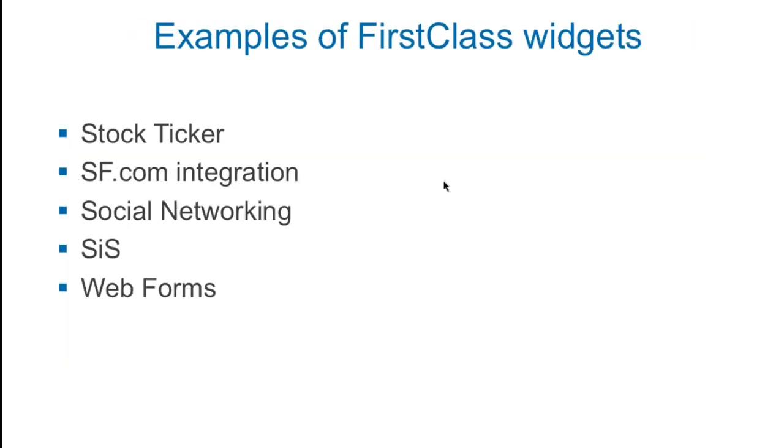So just some examples of the widgets that I was discussing. You could build a stock ticker, Salesforce.com integration, some social networking, a Twitter feed or Facebook feed, access to an SIS or basic SIS, some web forms like employee self-serve and identity management, that type of thing. This is a very, very exciting part of FirstClass because for the first time you are going to have the ability to fully integrate FirstClass with a lot of other systems that you have today. And it's very, very exciting for me.